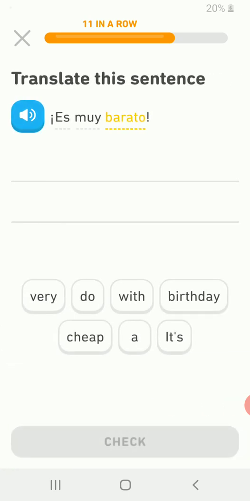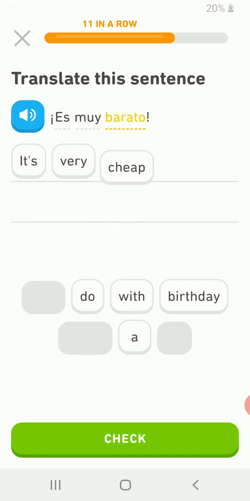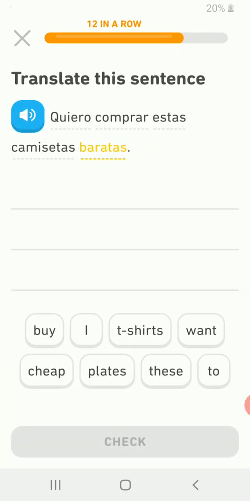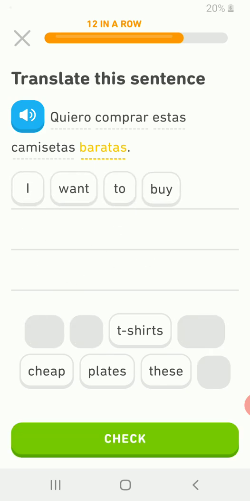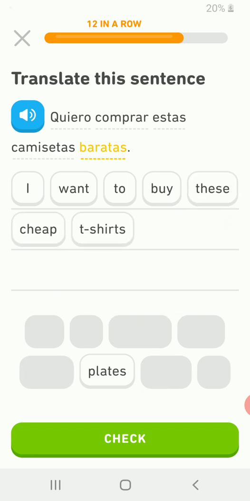Es muy barato. This is an exclamation, with the inverted exclamation mark at the beginning and so on. So it's very cheap. Barato. Quiero comprar estas camisetas baratas. I want to buy these cheap t-shirts. Camisa is a shirt, but camiseta is a t-shirt.